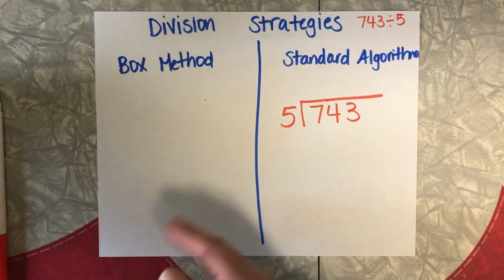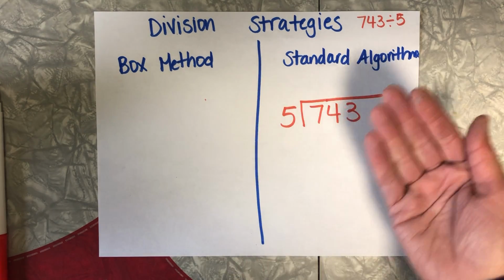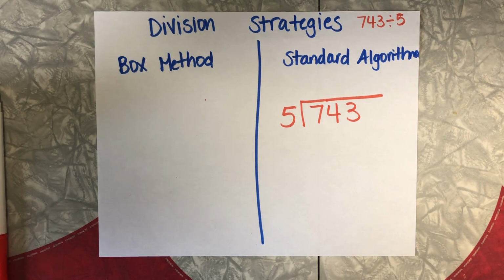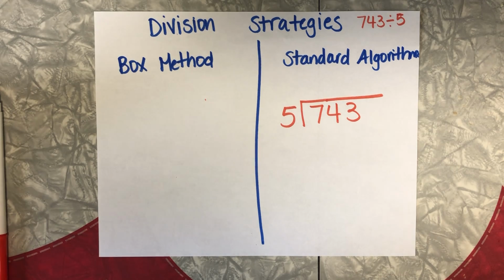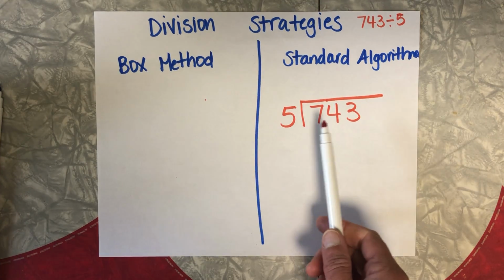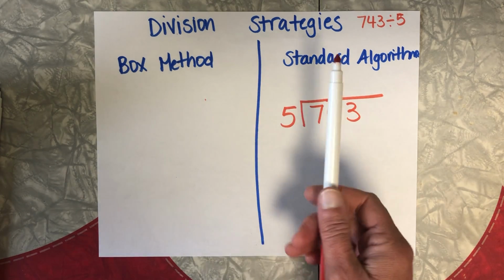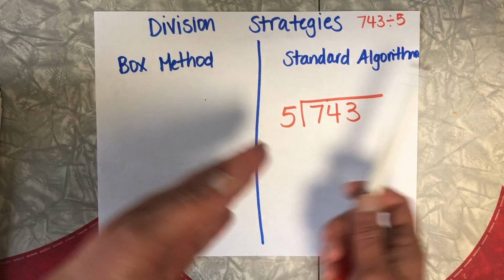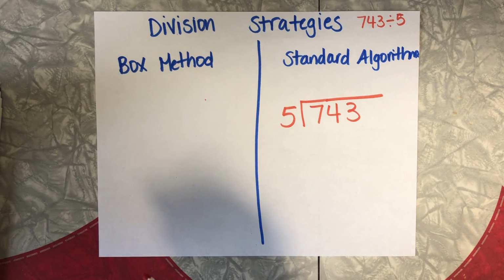And most of the kids in the classroom really loved the box method. A few loved the standard algorithm. I want you to think back to when we did division and think, which one of these two was your way? Which one did you do really well? And that's the way that I want you to practice today. So what we're going to do is divide 743 divided by 5. We're going to use the standard algorithm and the box method. I'm going to do them side by side so that you can see exactly what to do.